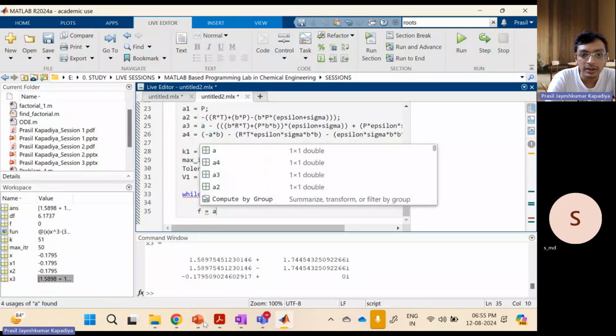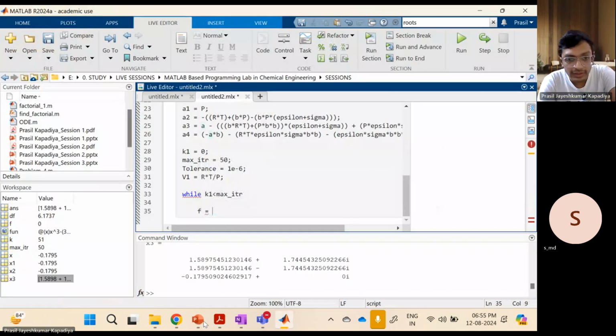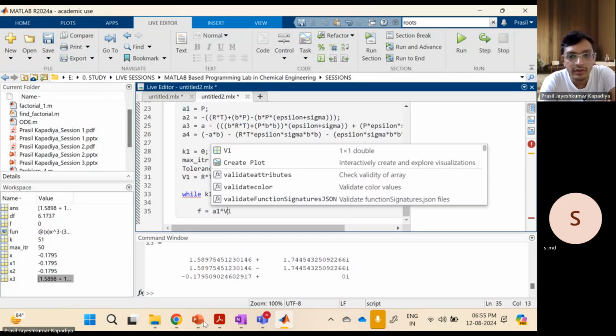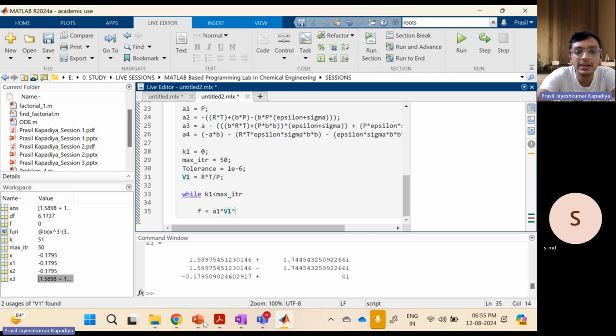This A1 V cube, A1 into V1 cube, because I have written it as V1. I can just write it as V also, not a big deal. But as I want to use the tolerance term, I have written V1 and V2. V cube plus A2 into V1 square plus A3 into V1 plus A4. This is my F.